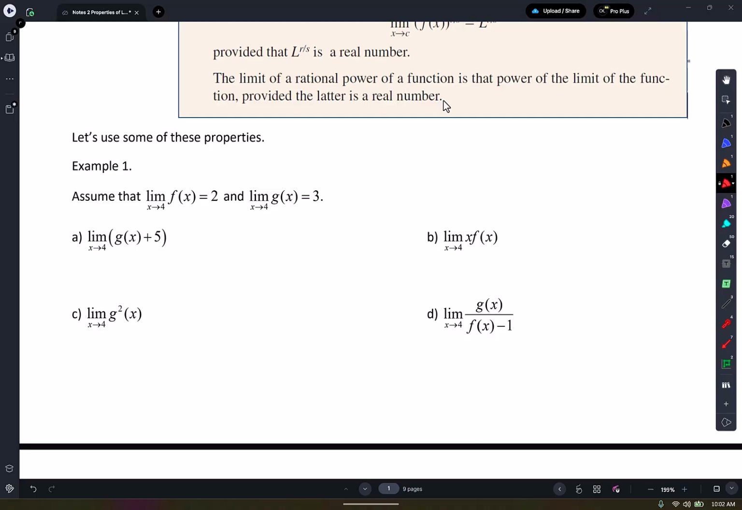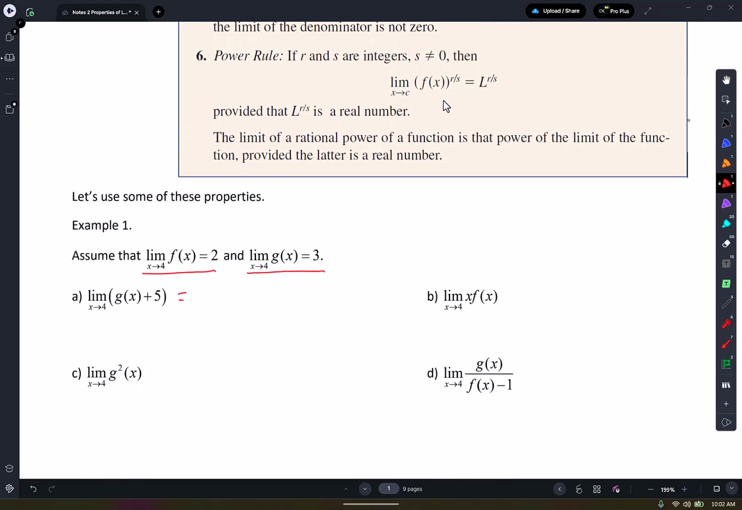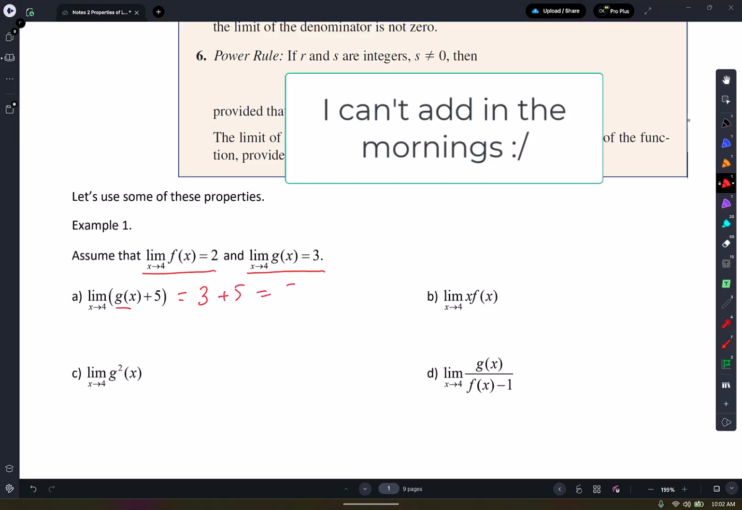Letter A. It's simple stuff, guys. It's not going to be anything crazy. They tell me that the limit as x approaches 4 of f of x is 2, and the limit as x approaches 4 of g of x is 3. So this one, according to my properties, I can just add the limits. So it's the 3 plus 5, 7. There it is. That's it.